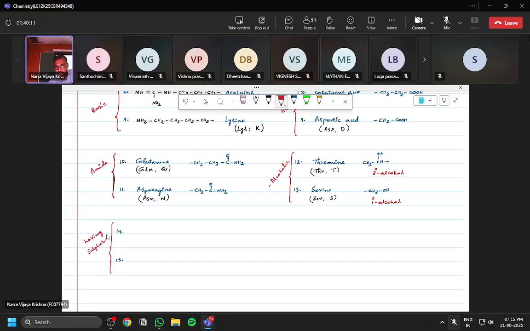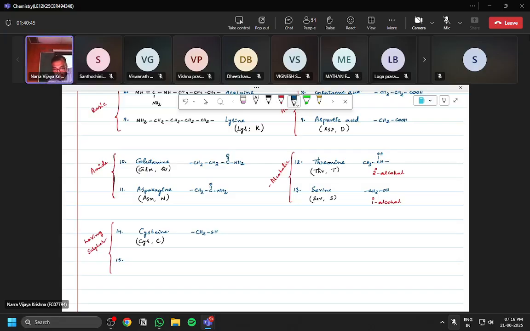Now see this. This is CH2OH, serine. In the same way, if it is CH2SH, can I call it mercaptan? Thiols are called mercaptans, right? So this is cysteine. Serine, cysteine. CYS, single letter symbol is C.